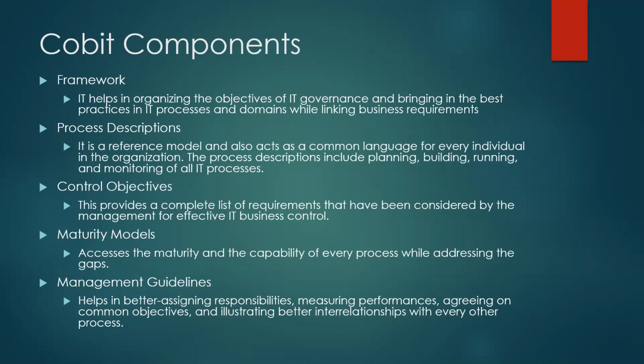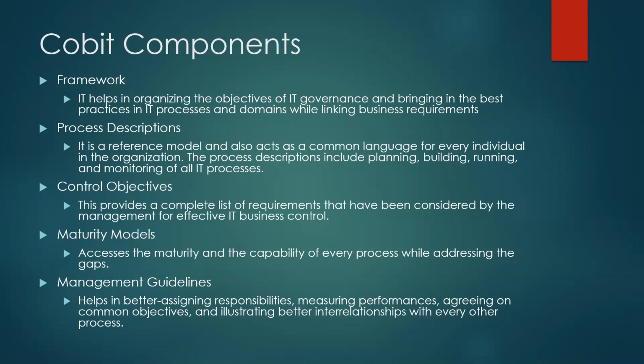So then you got control objectives. This provides a complete list of requirements that have been considered by the management for effective IT business control. These are things that your management team are going to have to implement. COBIT gives direction on some of these things. There are some hard layouts, but for the most part, it gives you a fair amount of mobility in choosing how you implement COBIT. It's more about providing that framework. So your control objectives might be, you know, 3 people must sign off on a procurement or something like that.